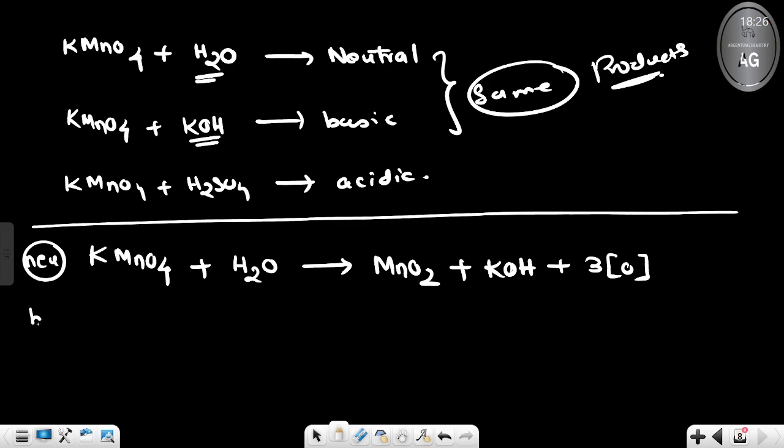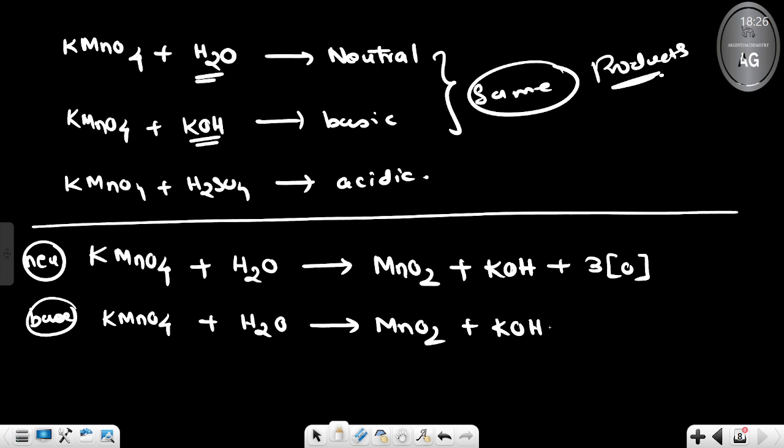Okay, next, if I talk about basic medium, then also the reaction does not change, it is the same reaction. So for basic medium you need not remember anything separately, same reaction: MnO2 plus KOH plus 3 oxygen. But I will put a star mark on this reaction because you will just remember one reaction, and I will tell you that this is the only reaction present over here.